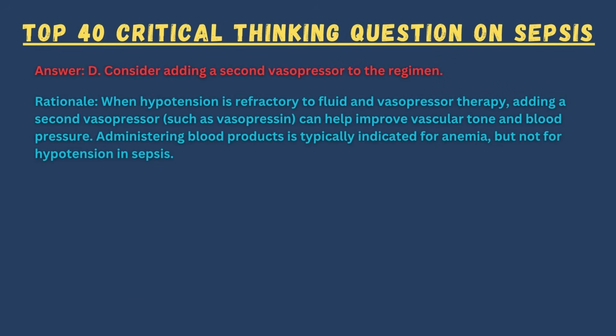Answer: D. Consider adding a second vasopressor to the regimen. Rationale: When hypotension is refractory to fluid and vasopressor therapy, adding a second vasopressor, such as vasopressin, can help improve vascular tone and blood pressure. Administering blood products is typically indicated for anemia, but not for hypotension in sepsis.